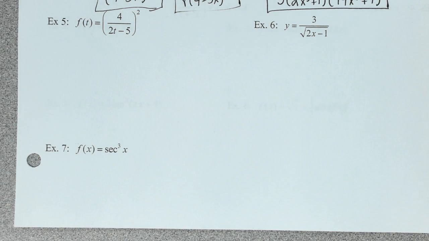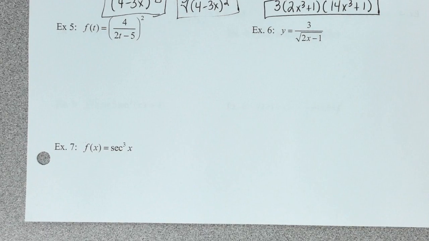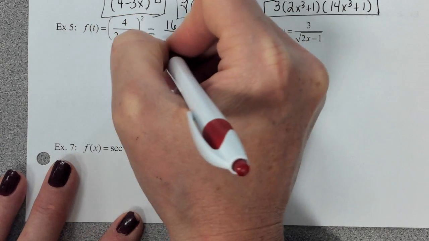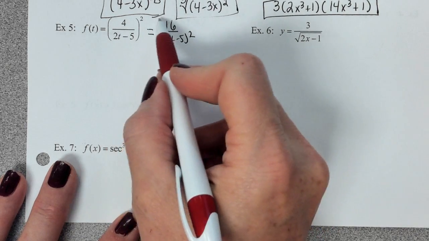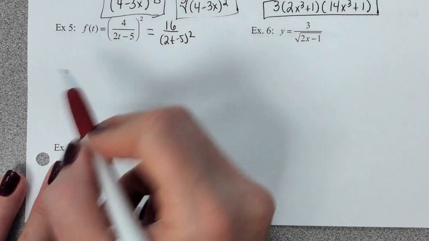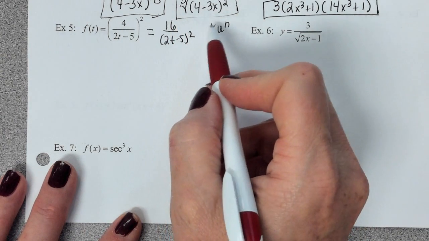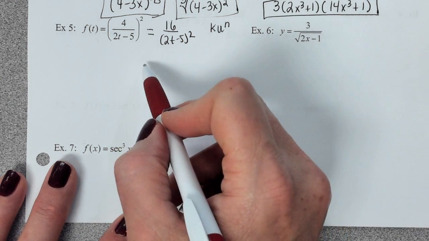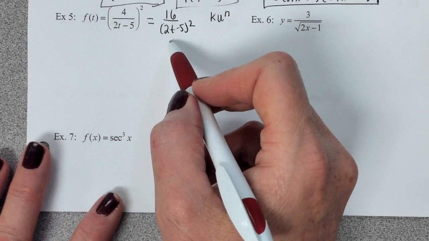If this is a constant, I can avoid it. Here's the reason why. We can rewrite this just by kind of multiplying it out. This is the same thing as 4 squared, which is 16, over 2t minus 5 squared. I can just write it like that: 4 squared over 2t minus 5 squared. That's equivalent. Remember, if I just want to use the chain rule, I have to get it into ku to the n form. K must be a constant. Can I get this into ku to the n form? Can anyone think of how we can rewrite this? So it's ku to the n.